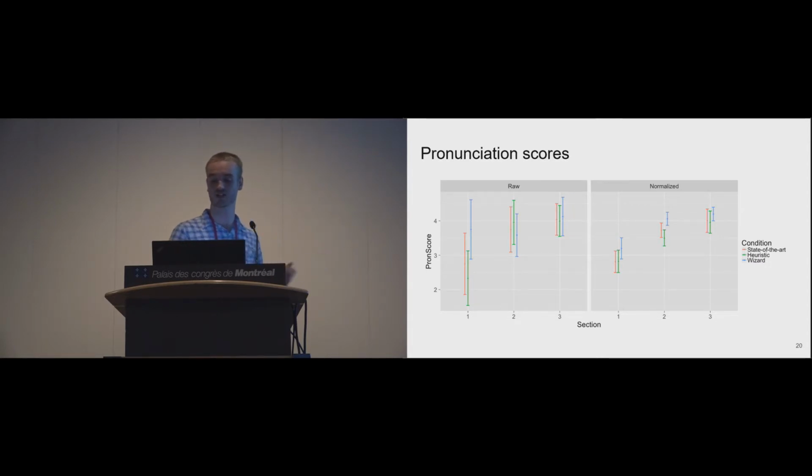So here we've plotted pronunciation scores over both section and experimental condition. The plot on the right is normalized for within subject and within group mean and variance. As you can see, pronunciation score is clearly improving over the course of the experiment. We can also see that by the third section, there's very little absolute difference in scores by the experimental condition.